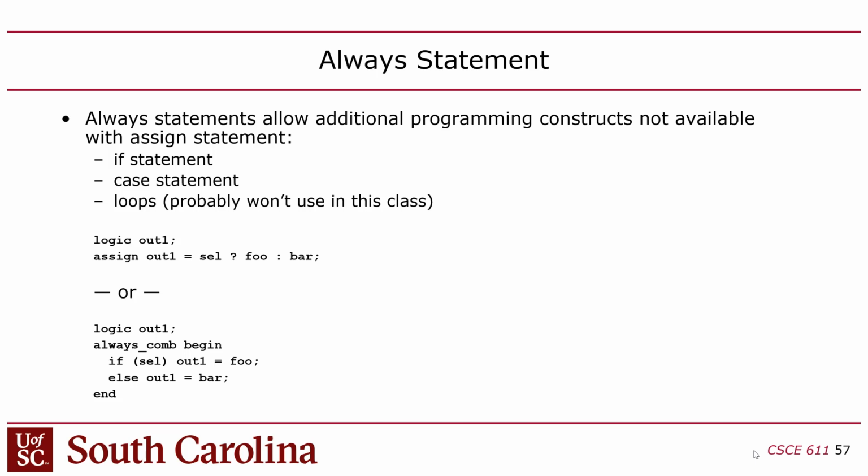I can rewrite this into an equivalent form using an always underscore comb by saying always underscore comb begin, and in this case I have begin and end here, even though I don't even need it, because this if statement is one statement. Begin and end is used if you have multiple statements. So in this case, this is actually redundant, although it's usually a good idea. It's a good practice to put them in, but I didn't actually need begin and end here. So always underscore comb, and then I say if select, then out1 equals foo, else out1 equals bar. So this is doing exactly the same thing as that. It's just written a different way.